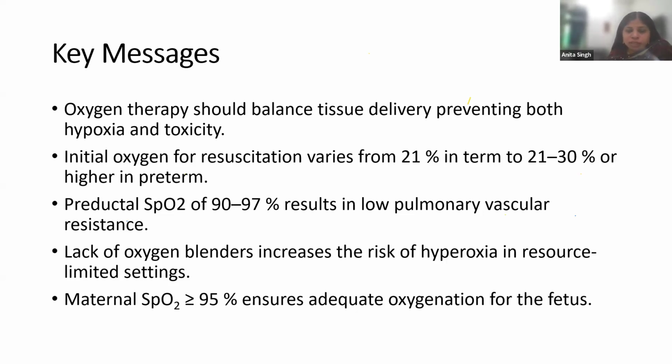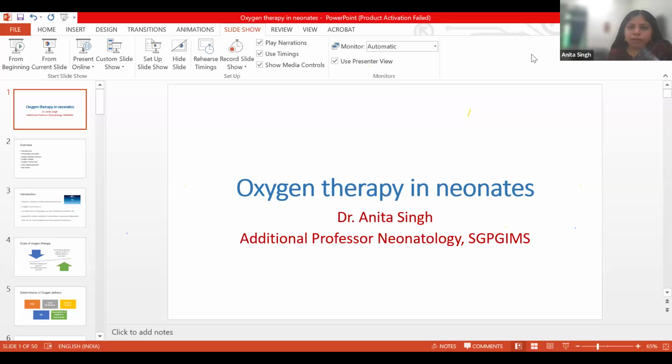So blenders are something which should be invested in. One should understand the importance of blenders. And if you have blenders and humidifiers, you can give HHFNC and CPAP therapy very well, which is key to non-invasive respiratory support in neonatology. And if we talk of perinatology, a maternal SpO2 of more than 95% ensures adequate oxygenation to the fetus. So whenever there is a mother with a chronic cardiorespiratory disease, the aim should be to have a maternal SpO2 of more than 95% during perinatal or antenatal care. Thank you. If there are questions, I would be happy to take those.